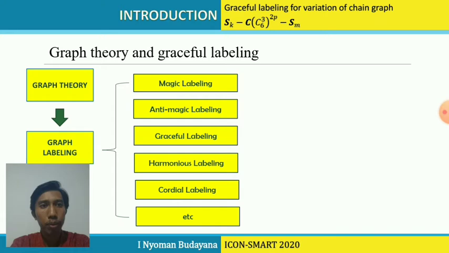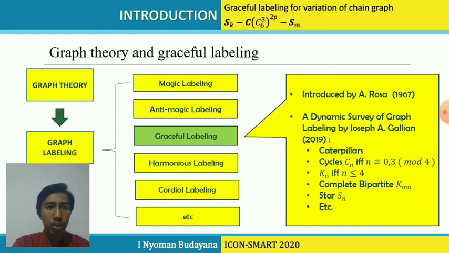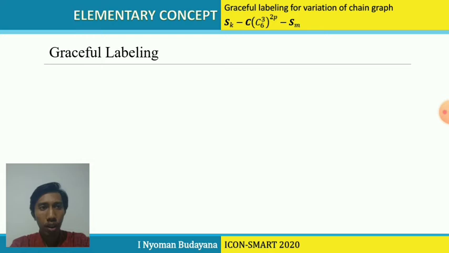In this presentation, our focus is graceful labeling. Graceful labeling was first introduced by Alex Rosa, and in a dynamic survey of graph labeling by Joseph Gallian, there are a lot of types of graphs that are already known to be graceful. And then we will discuss graceful labeling. What is graceful labeling?